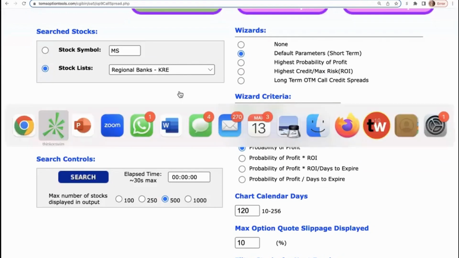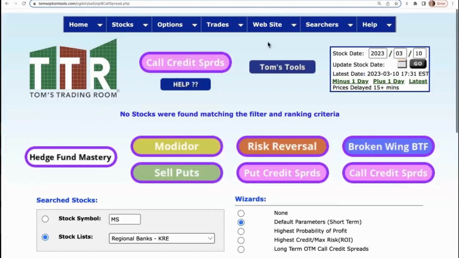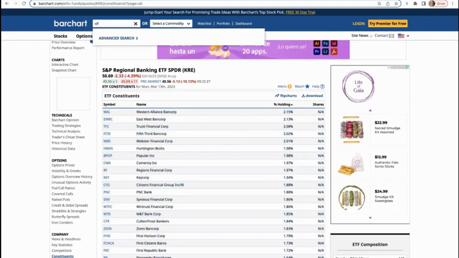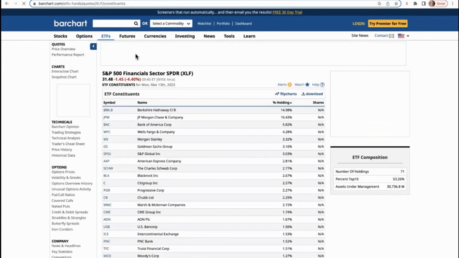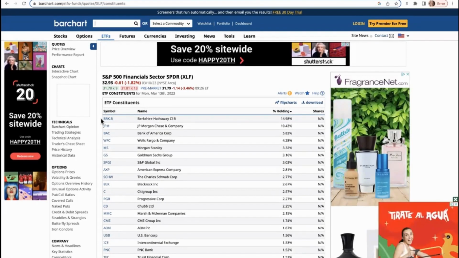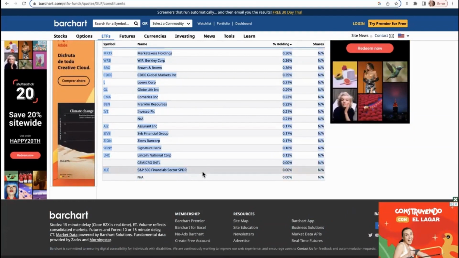Now, we could also do the entire financial sector, the XLF. We'll do it the same way, and we'll have the overall financial industry as well as banks. The XLF includes the big financial institutions, including the bigger banks. I'm going to copy all of them just like I did, and I'm going to create a separate list for overall banks.